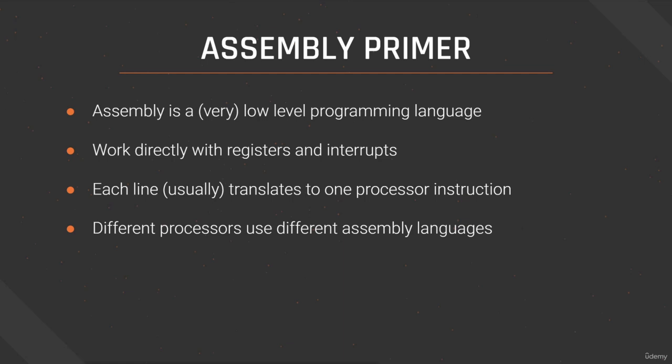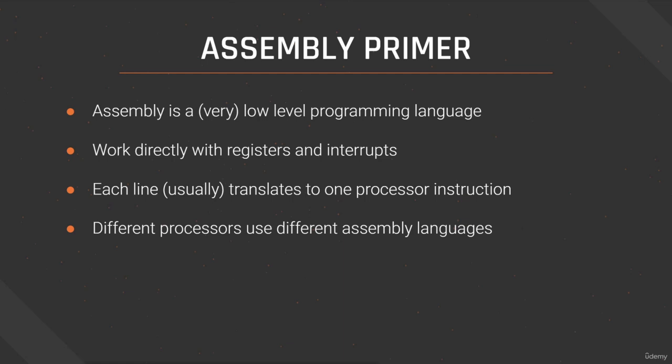So programmers abstract detail away by moving higher up. And the next level up from direct machine code is assembly. Assembly enables you to work directly with registers and perform interrupts. And each line in assembly usually translates to just one processor instruction. And it's important to note that different processors use different assembly languages.